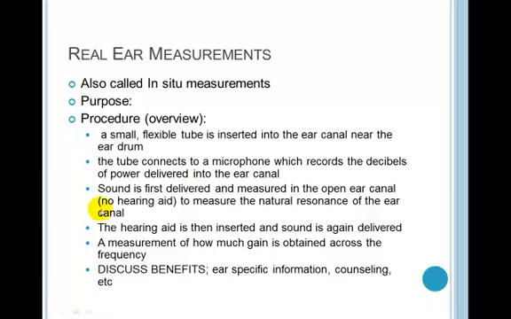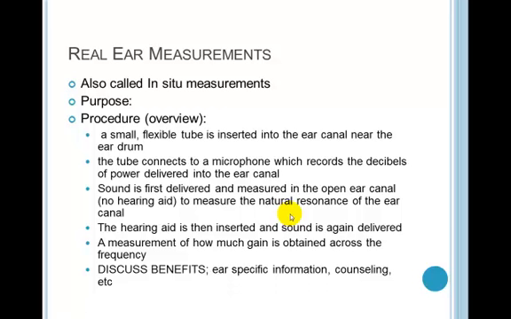So, if we look at the next point, sound is first delivered into the ear through this mechanism, and then it's measured in the open ear canal. So I don't have a hearing aid in the ear canal. I'm just measuring, as I'm delivering the sound, how much dB/SPL boost is measured at the eardrum. So I'm basically measuring the natural resonance, the acoustic characteristics of the open ear canal, and I get a measurement.